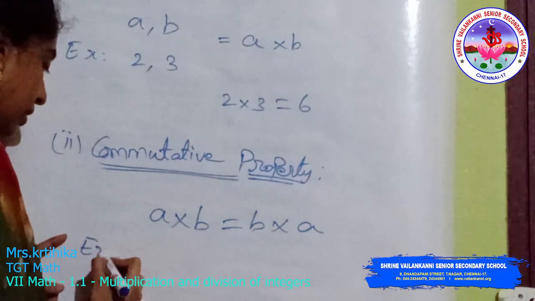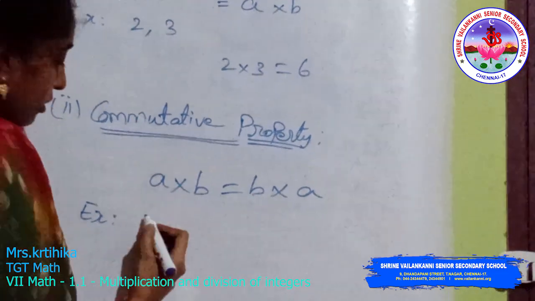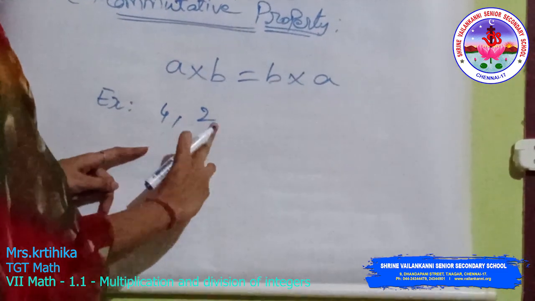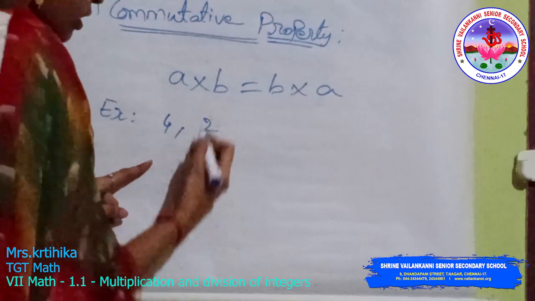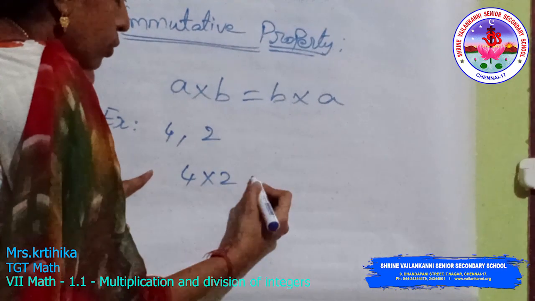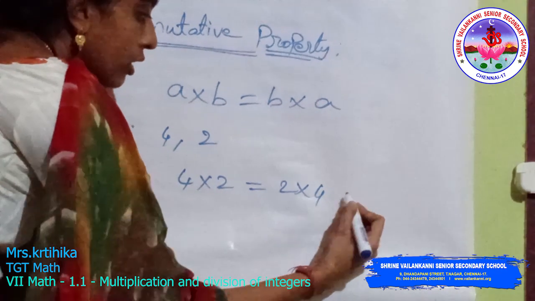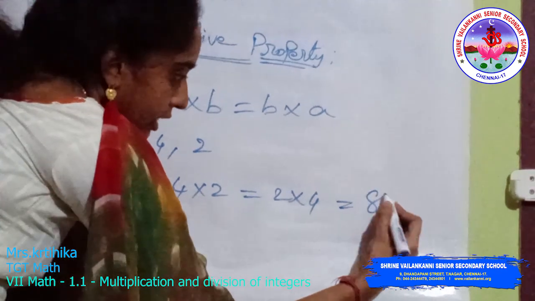For example, a is 4, b is 2. 4 into 2 is equal to 2 into 4 is equal to 8.